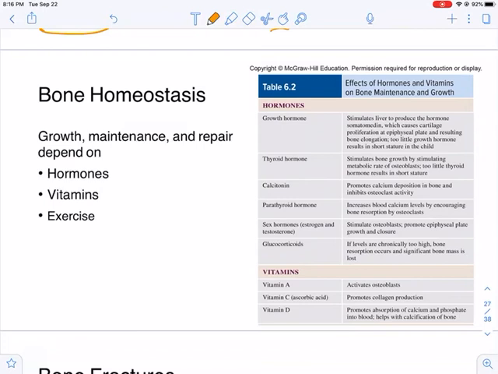Bone homeostasis is another thing your book talks about. They don't get into a lot of depth, that's more for physiology, but you do need to know that this is an active tissue. There's lots of growth and maintenance and repair happening at all times in your body. Most of it depends on the hormones and your diet and your exercise. Bones really respond to gravity and the pulling of muscles.